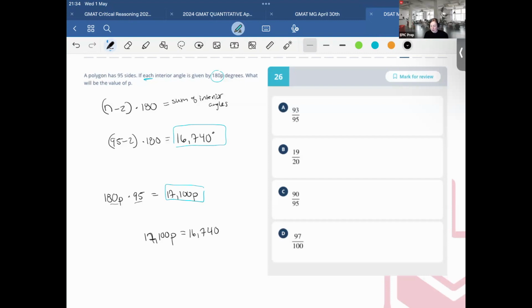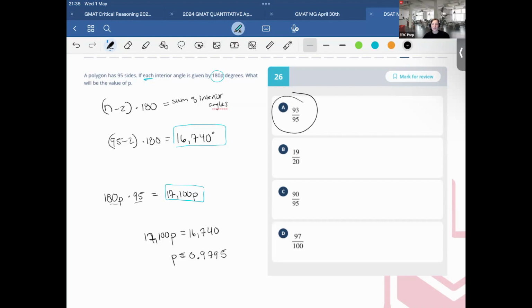And then divide each side by 17,100, so 16,740 divided by 17,100. And that gives me approximately 0.9795. And looking at the answer choices, the fraction that gives me that exact value is 93/95. And that would be the answer.